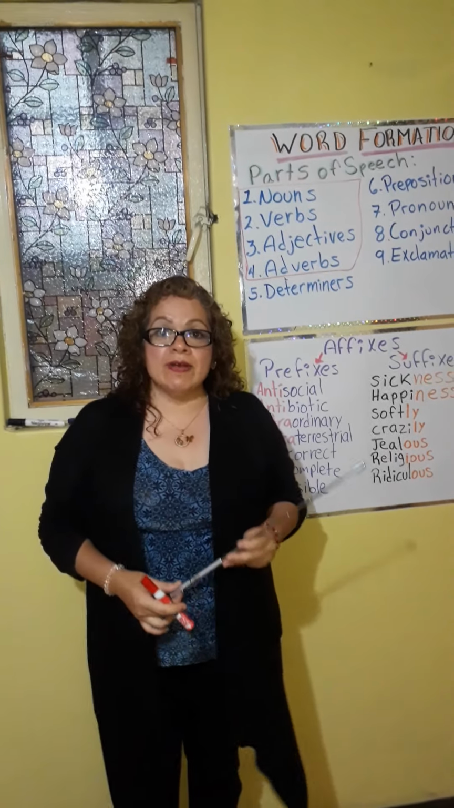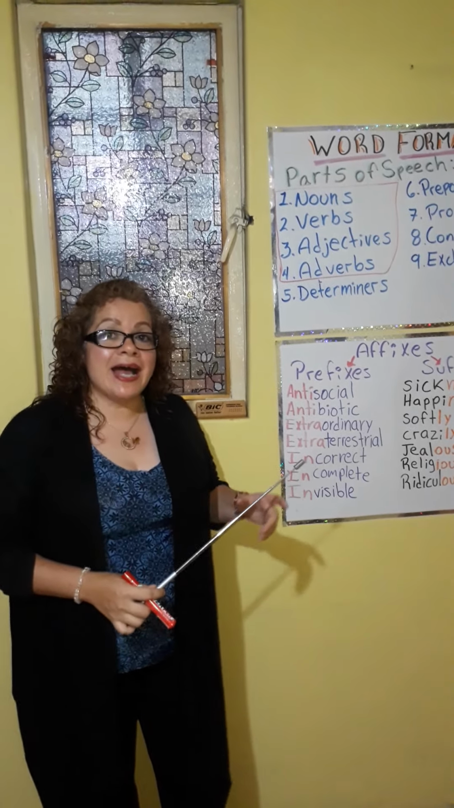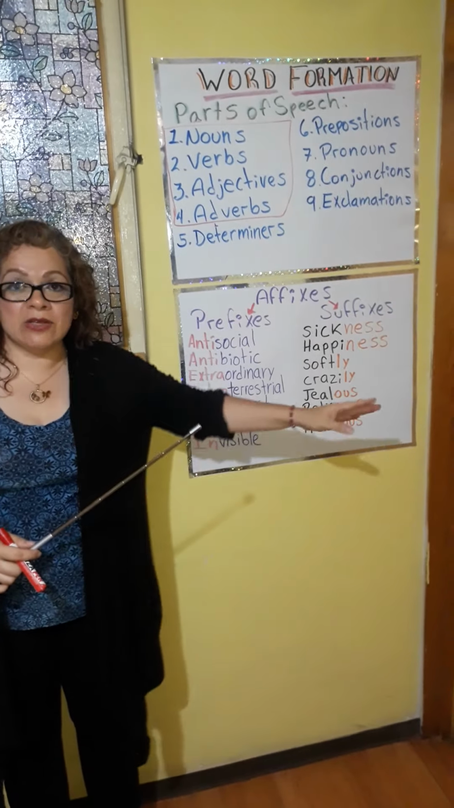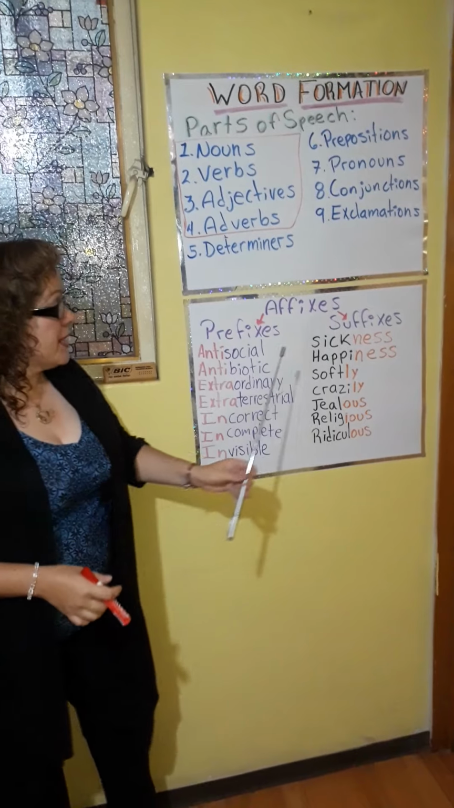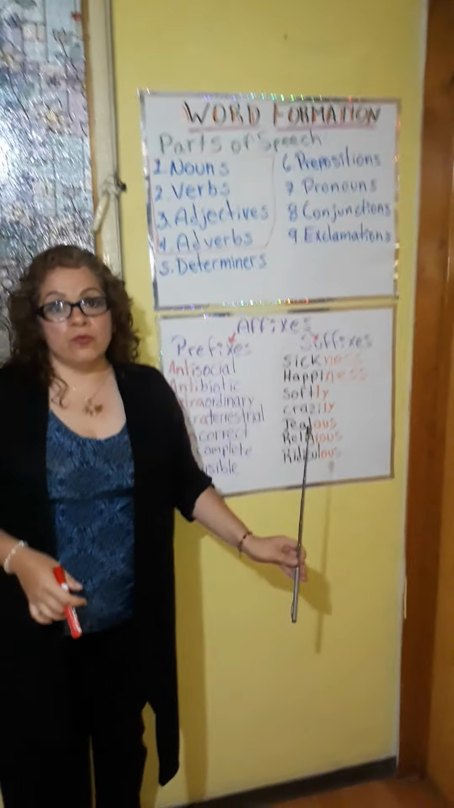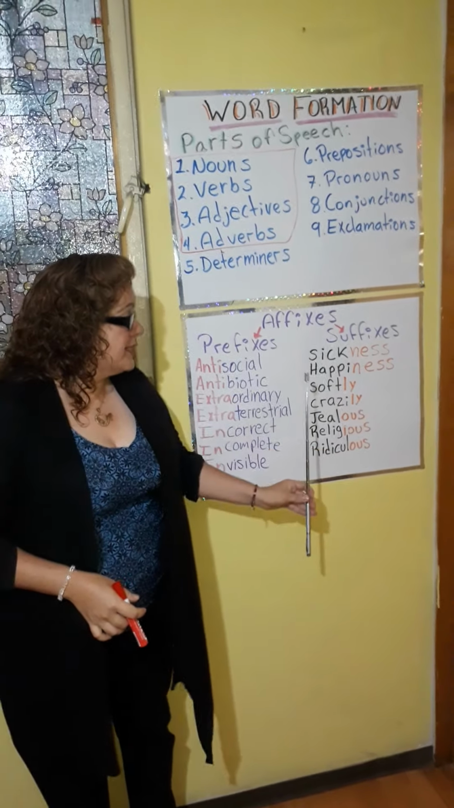Then we also have suffixes. The difference is that suffixes are added in the second part of the word, at the end of the word. In this case, we have ness, ly, and ous. For example, if we have sick, you create the word sickness.